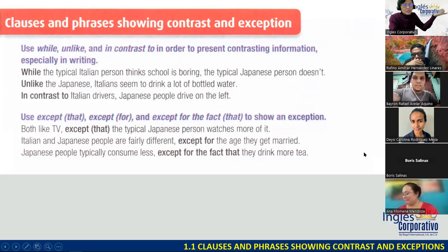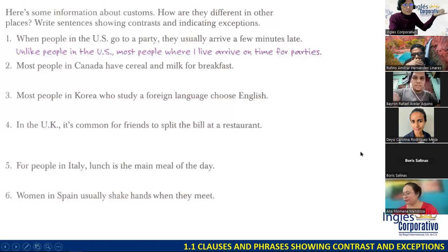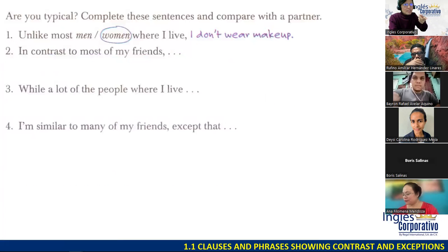Now, what else did we do yesterday? We also completed this exercise, right? And now let's go ahead and practice a little bit, okay? You will do it with your own examples. I have here: Are you typical? What a question, right? Are you typical? Complete these sentences and compare with a partner.